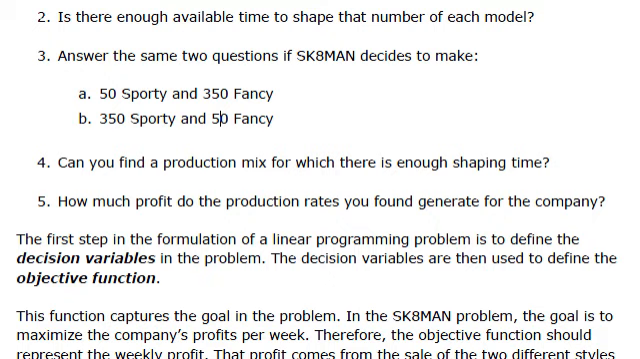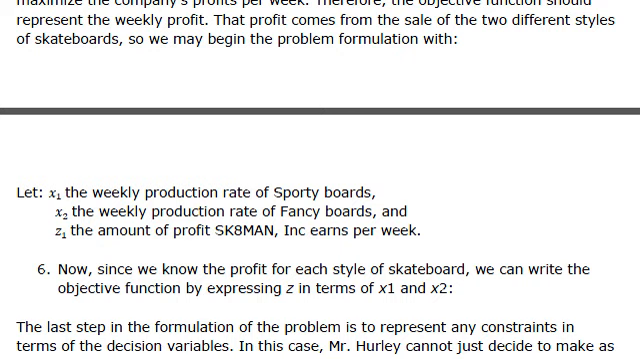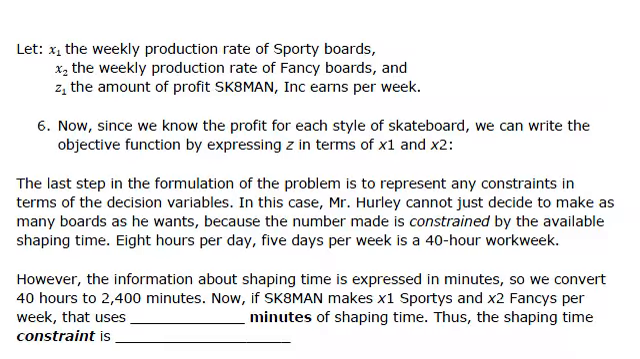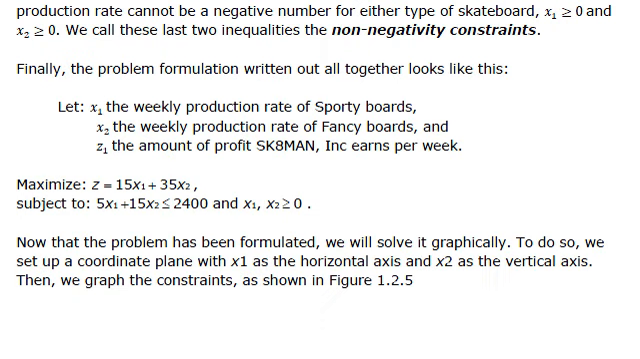So let's get down to some of the basics. X1 is more of a production rate for your sporty boards. X2 is the production rate for the fancy boards. And Z1 is the amount of profit earned each week. Now don't get bogged down or confused about what the X1 and the X2 and the Z1 all represent. I want you to certainly read, but then focus on these equations that are given to you.